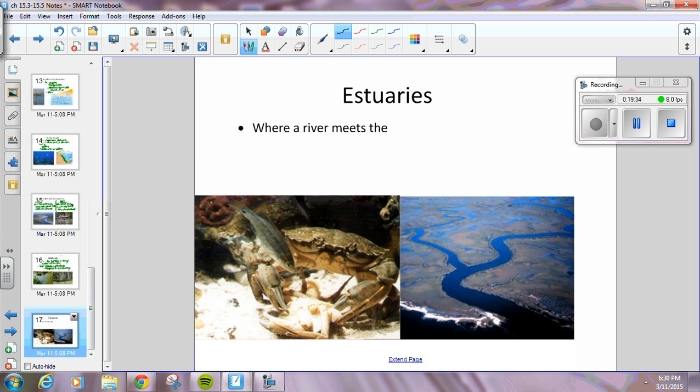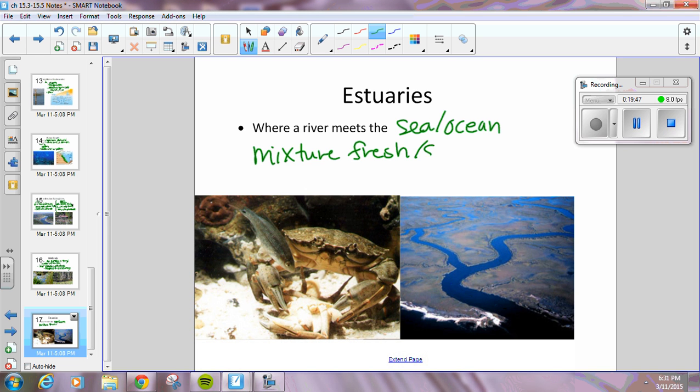All right, and then our last type is an estuary. Now this is where a river meets your sea or your ocean. So it's the idea, it's the mixture of fresh and salt water. So estuaries really don't have a category. They're kind of their own separate thing because they don't fall into fresh water because there's too much salt, but they're not as salty as the ocean. Now, the reason why these are important is because they're great for laying eggs. They're a great hatchery, basically.